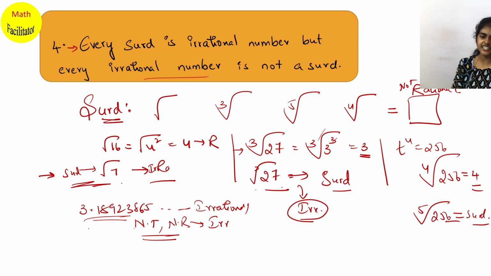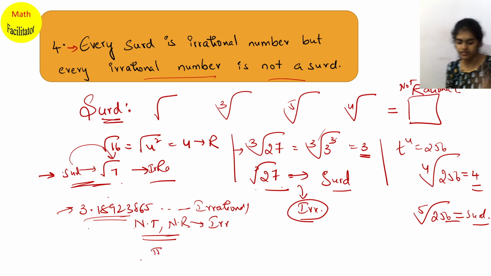So every irrational number need not be a surd. Some irrational numbers like this are not surds, right? So every surd is an irrational number, but every irrational number need not be a surd. Example, you can take pi also. Pi is also an irrational number, but it is not a surd. Clear? So a lot of examples are there.